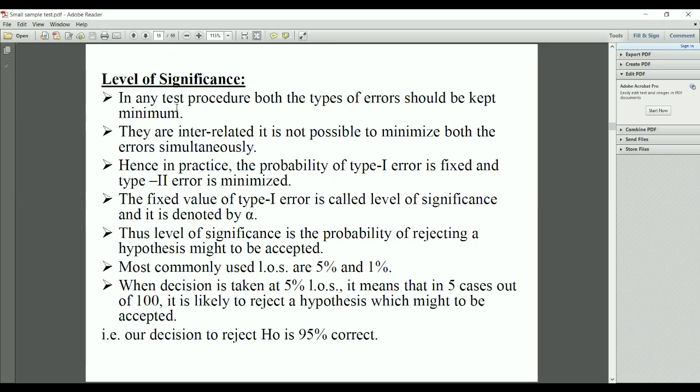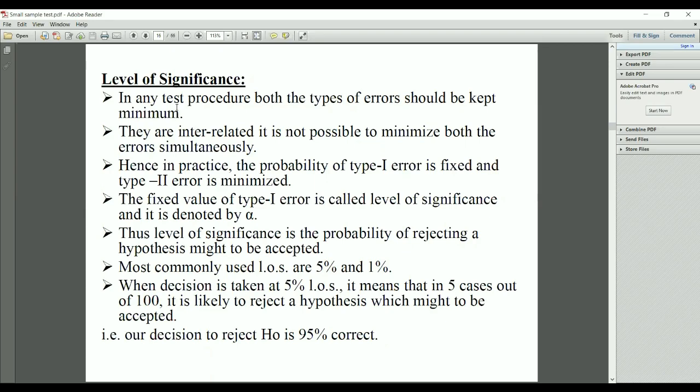The fixed value of type 1 error is called the level of significance, and the level of significance we consider is sometimes 0.05, that is 5%, and sometimes 1%. So with 5%, there are 95% chances for acceptance and 5% error is allowed in our data set. With 1%, it is 99% and 1% there is an error. On this basis we are going to estimate alpha and beta. Generally we use the 5% level.